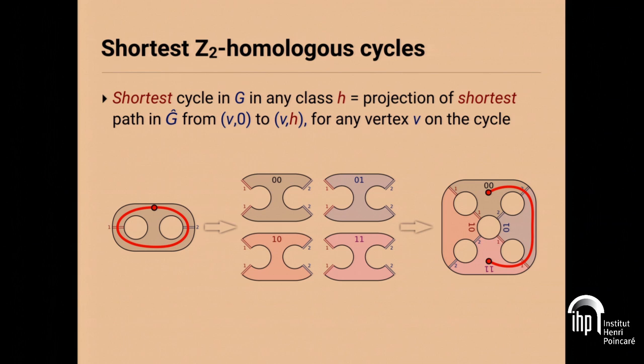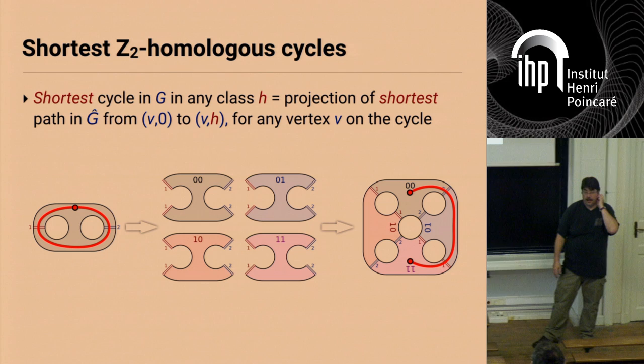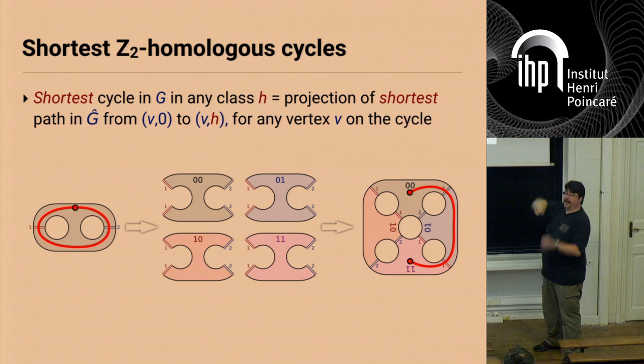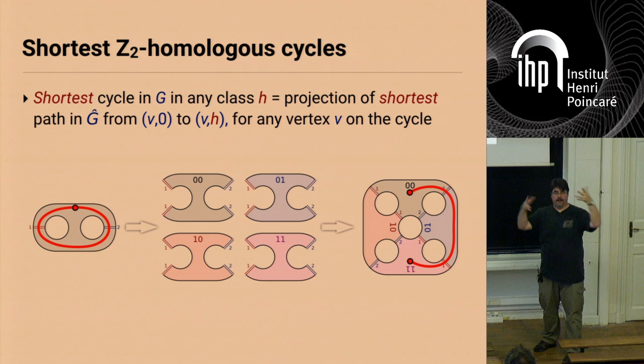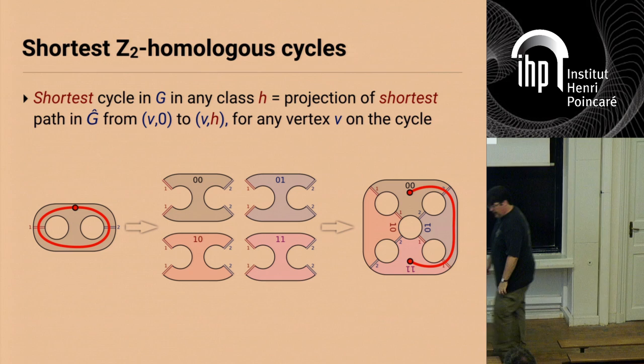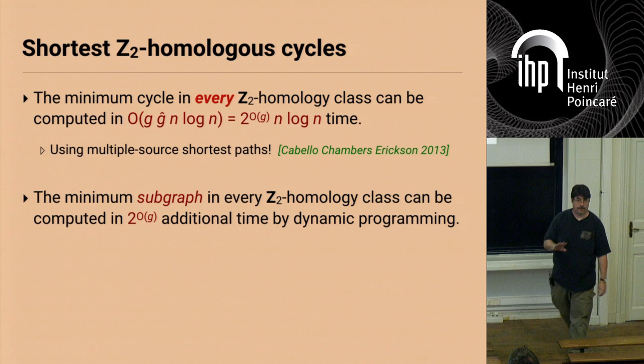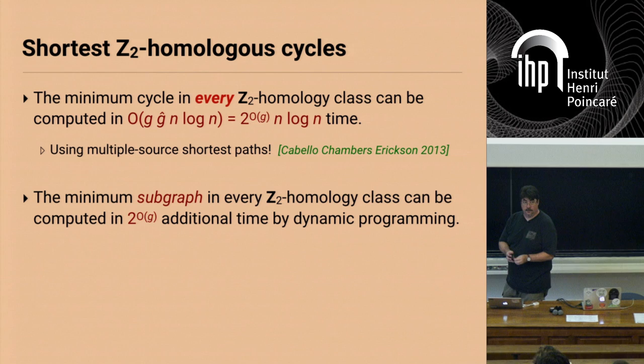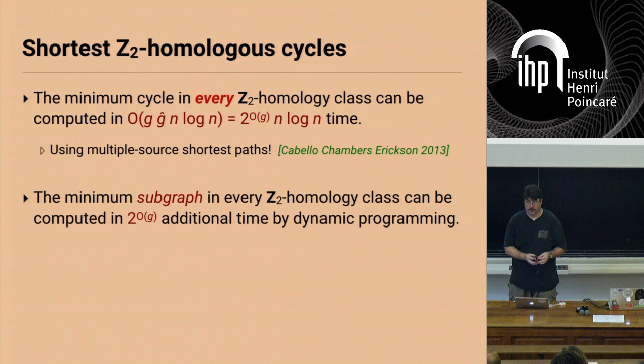I say, well, I want to find the shortest cycle in every homology class. So if I guess a vertex that the cycle goes through, I can look at copy 0-0, build the shortest path tree from v comma 0, and look at the shortest path to v comma 1-0, v comma 1-1, v comma 0-1, and those are candidates for the shortest homologous cycle in each of those classes. In fact, using the same multiple shortest path trick that we talked about last time, instead of needing to look at all n vertices, you can reduce to effectively looking at some function of g vertices. And so you end up with a running time that depends exponentially on the genus, but for any fixed genus is just as fast as doing things in the plane. So it's exponential in the genus, but in terms of the complexity of the surface, it's just n log n.